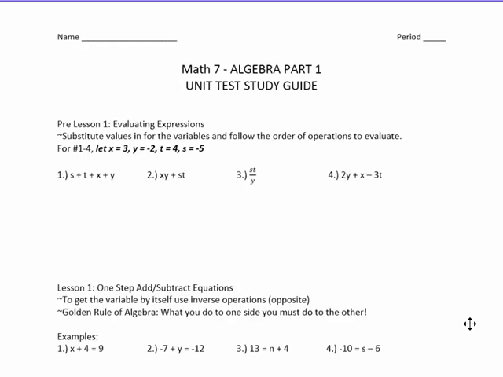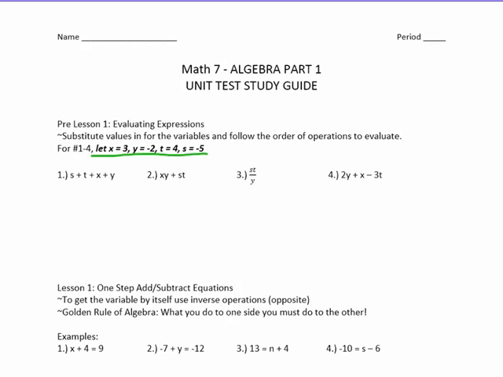All right, ladies and gentlemen, here's the review sheet for our test tomorrow, very similar to what you're going to see on the test. The first section has expressions that we have to evaluate. Our first step is to put in the numbers for the letters that they give us, and then we have to make sure that we use order of operations.